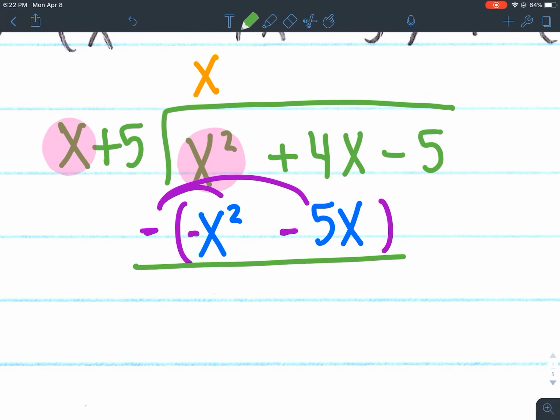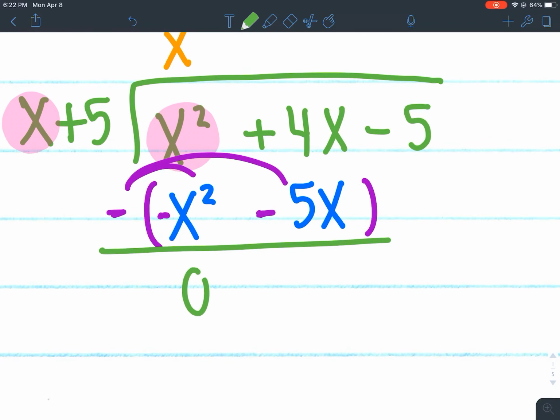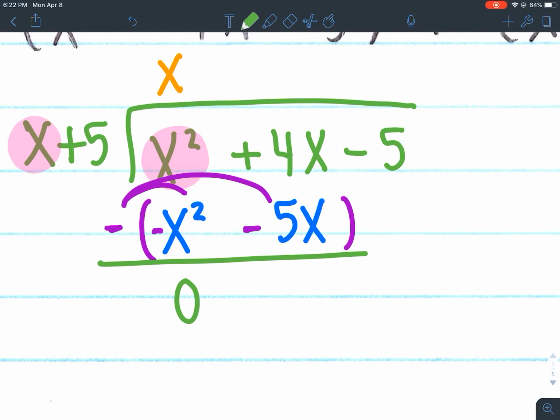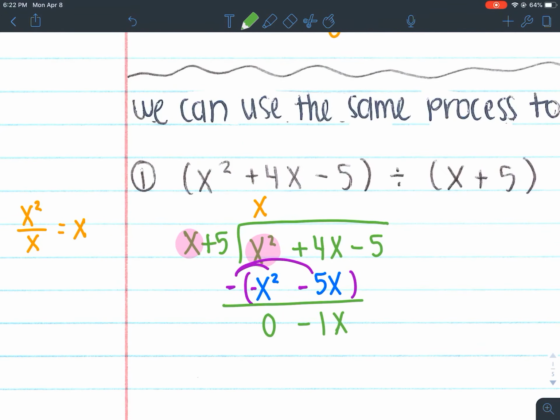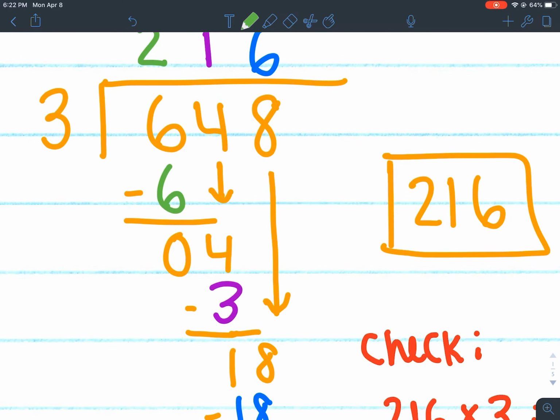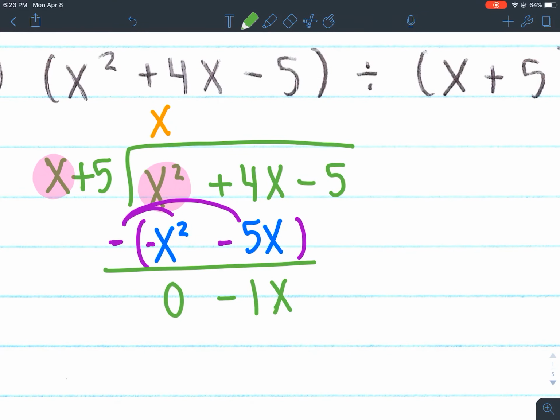Okay, so I have this. All right, x squared minus x squared is 0. And then 4x minus 5x is negative 1x, okay? Now, after you subtracted, on this one, after we subtracted the 6 and we got 0, what did we do? We brought down the next thing. So you're going to bring down the negative 5, okay?